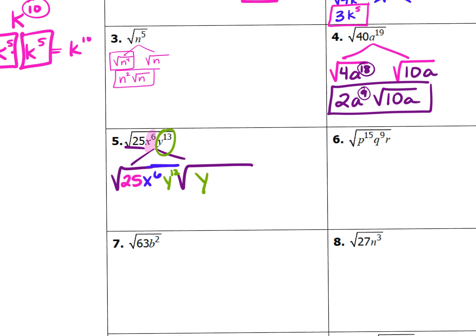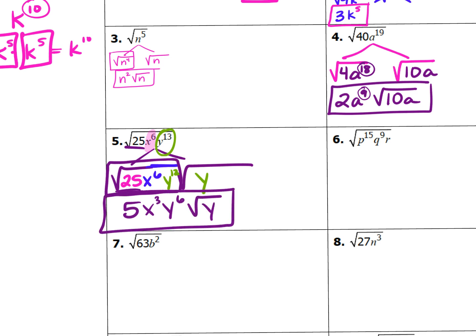Okay, so now you simplify this. This all equals what? 5 x to the 3rd, y to the 6th. So when you square root, you divide by 2, okay? Just be careful that you're not dividing the 25 by 2. You're taking the square root of 25, which is 5. The y over here, because it was y to the 13th, you're breaking that into y to the 12th, because you can take that square root, but then you have 1 left over to make it 13. So that has to stay under the radical.